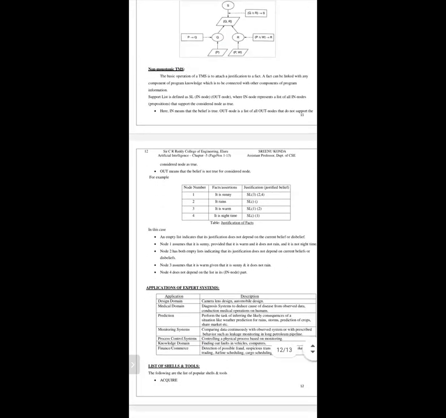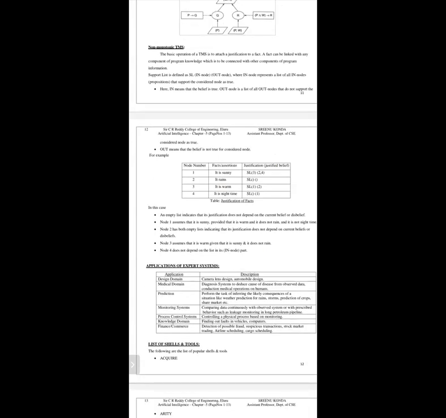Next one. Now let us consider some justification of facts here. So node numbers, facts or assertions, and justification. Justification is nothing but justified belief. So first, node number one, it is sunny. That is one fact. Next, second one is it rains. Third one is it is warm. Fourth one is it is night time. So these are some of the facts or assertions.